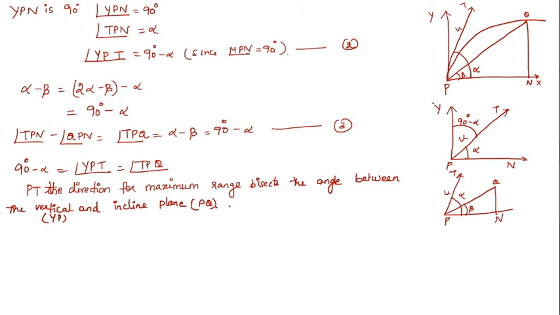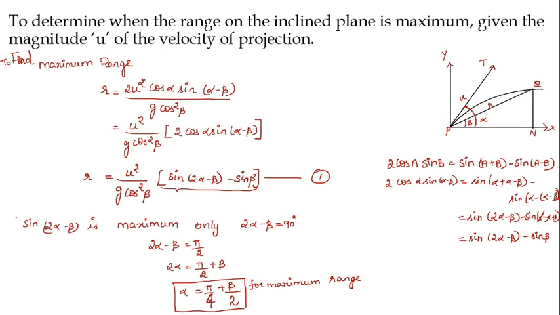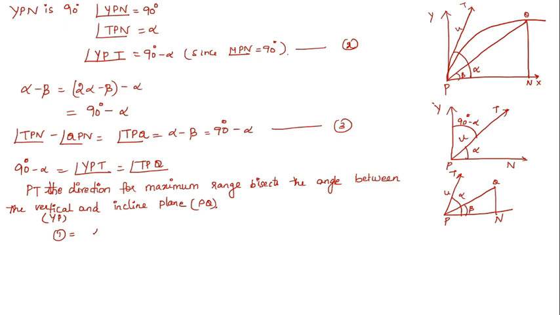Okay. So next we are going to find the maximum range. We know from our equation 1, the very first equation, from the previous slide: R is equal to u square by g cos square beta into sine of 2 alpha minus beta minus sine beta, and we are going to find the maximum range. So we can consider this 2 alpha minus beta as 90 degrees. So sine of 90 degrees is 1. This will be u square by g cos square beta into 1 minus sine beta, right?